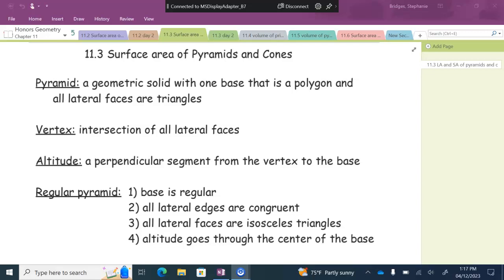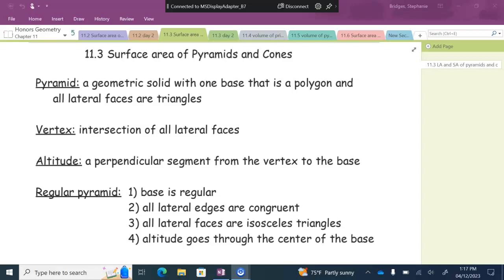Now we are going to have to use that in just a few minutes, but we'll talk about it on the next slide. In a regular pyramid, all of my lateral edges are congruent. So the length of these are all congruent, right? The apothem goes on any regular polygon from the center perpendicular to a side. The radius goes to the corner. All of your lateral faces are isosceles triangles, because these two sides are congruent. And the altitude goes through the center of the base, which is what I was just telling you before.